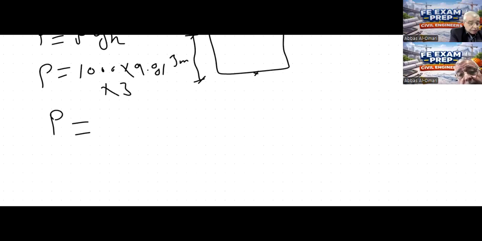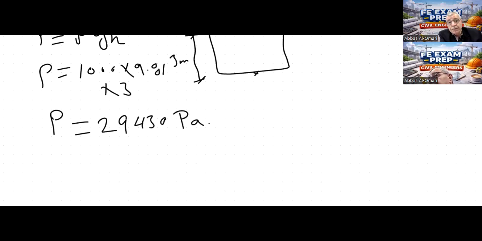So P equals 29,430 Newton per meter square, which is Pascal. So this is the answer. It's a very simple question, straightforward. Just P equals rho GH or gamma H. So this is the pressure at the bottom of the tank. Next problem.